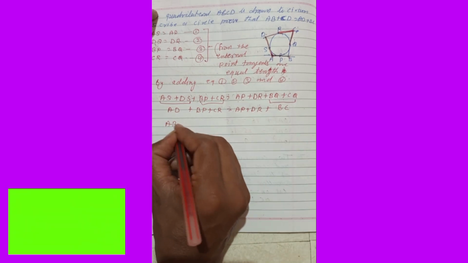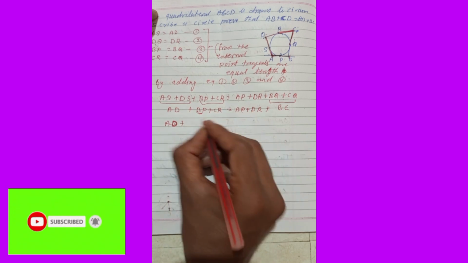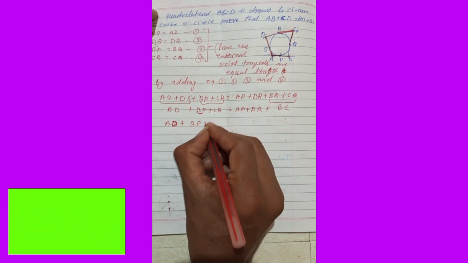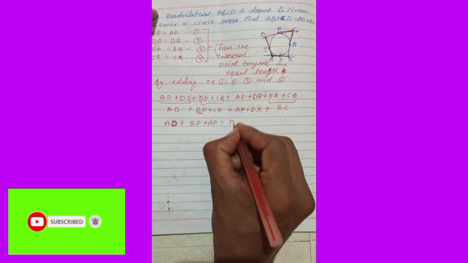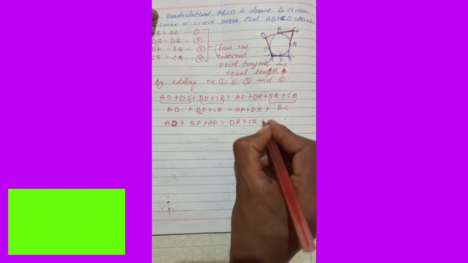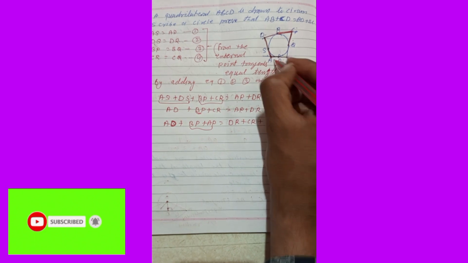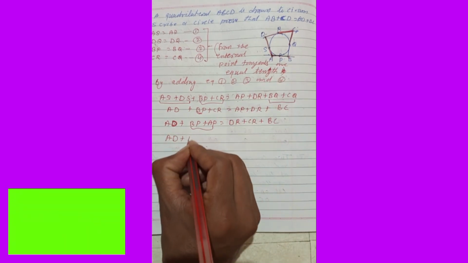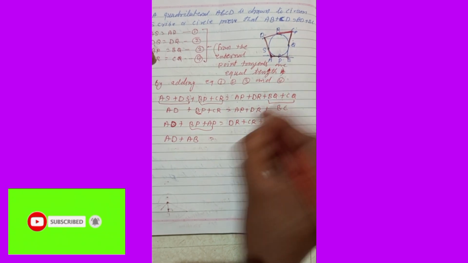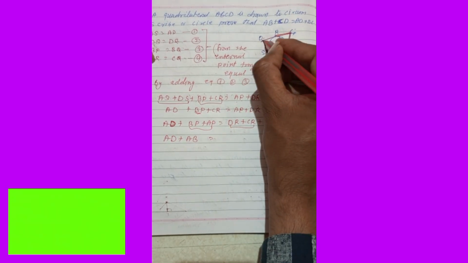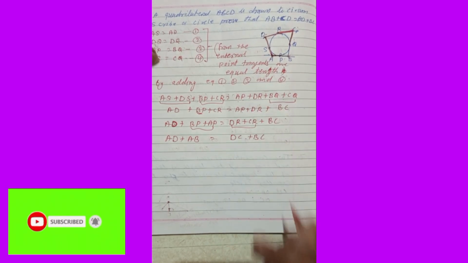Now we can write AD once, plus this and this one side taking. BP plus AP is equal to, that side will go because all are equal. So what will come? DR plus CR plus BC. So this is equal to AB. So AD plus AB is equal to, this one, DR and CR. DR and CR is equal to DC. DC plus BC. Hence it is proved.